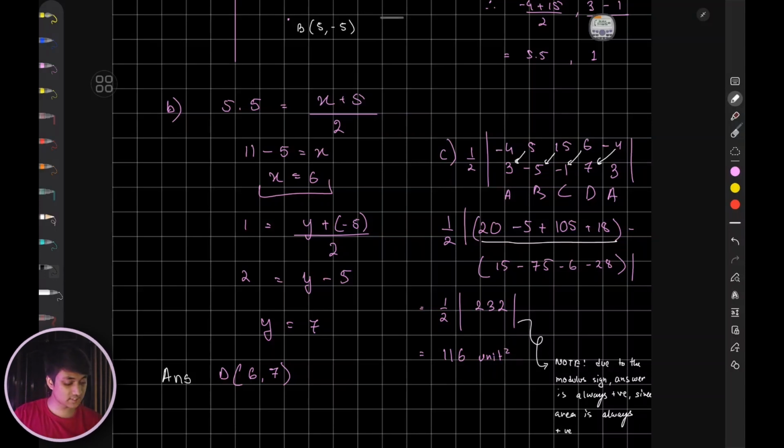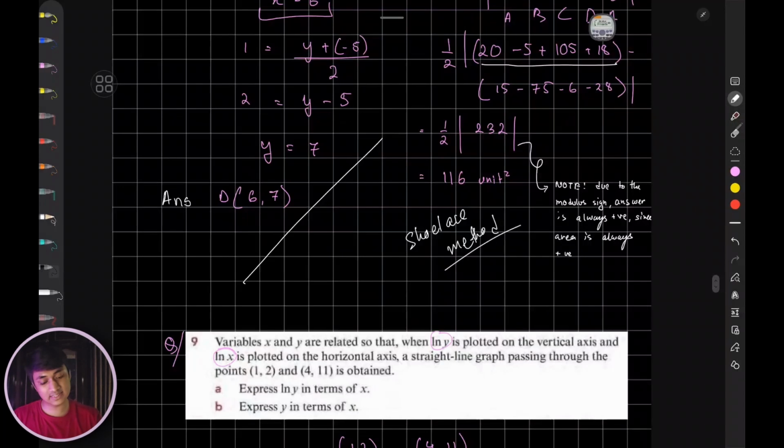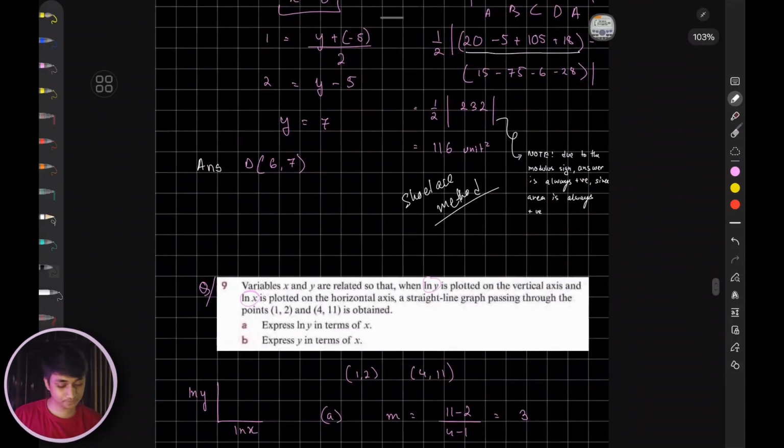This is called the shoelace method. What? The shoelace method. And this is going to help you find the area of any rectilinear figure. That is, let's say this is one of the figures. Can you find the area of this? You can, using the vertices. If you have all the vertices, you can find the area of the shape.